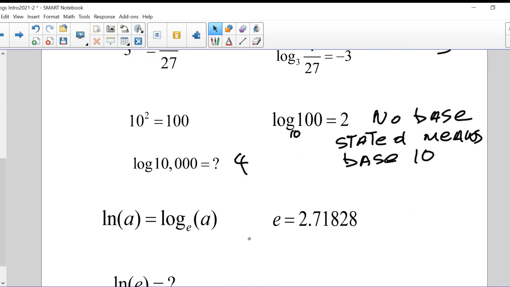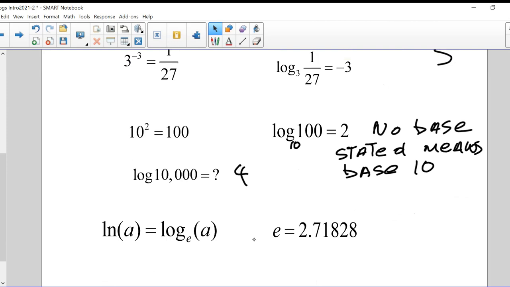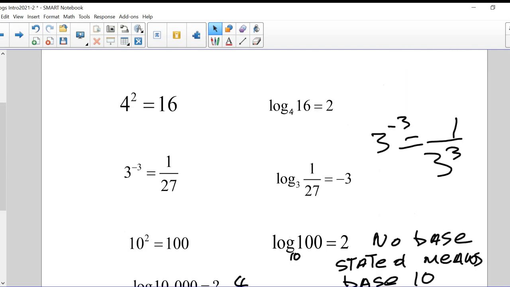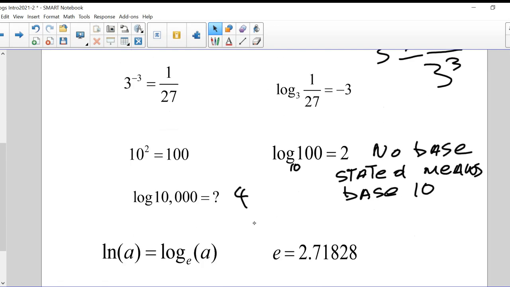Now, there is a very special base, which you also have on your calculator, and it is the base E. Now, what is E? E is not a number like 4 or 6 or any of the numbers that we looked at before for bases, 4 or 3 or 10. The base of E is this funny looking number here. It's 2.71828, and it doesn't stop there. This is approximately equal to 2.71828 because this is what we call an irrational number, just like pi.